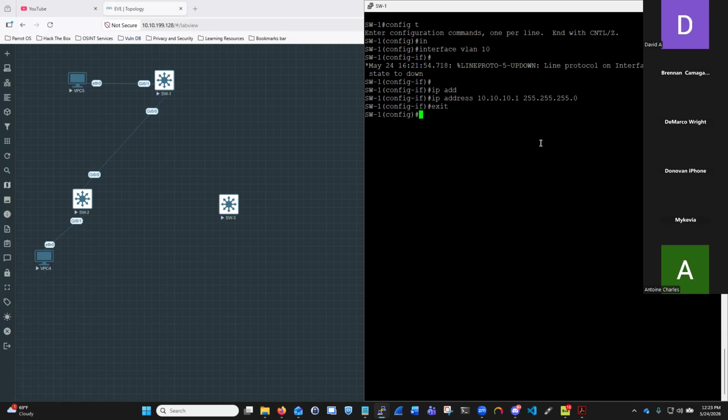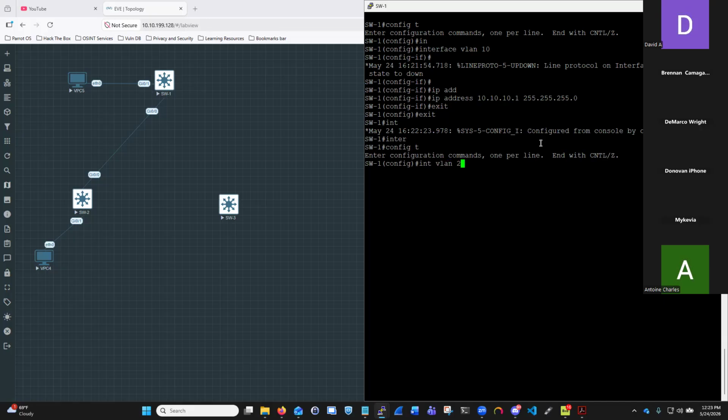But again, our goal here, the goal that you guys need to learn, is routing between VLANs, right? We can't just have an instance for one VLAN and no instance for the other. Okay. So let's do the same thing for VLAN 20. Whoops, I think I went out of global configuration mode. Let's do interface VLAN 20, and let's assign this IP address as well.